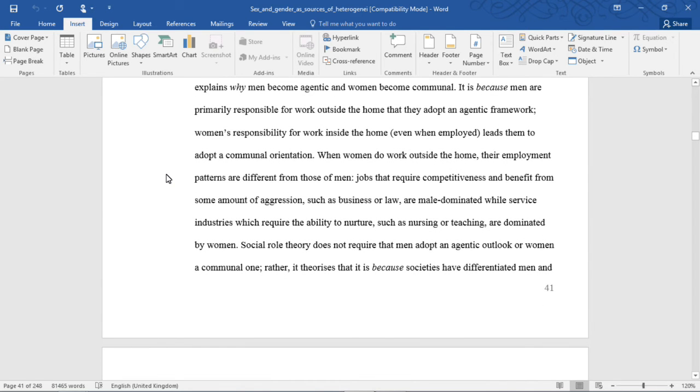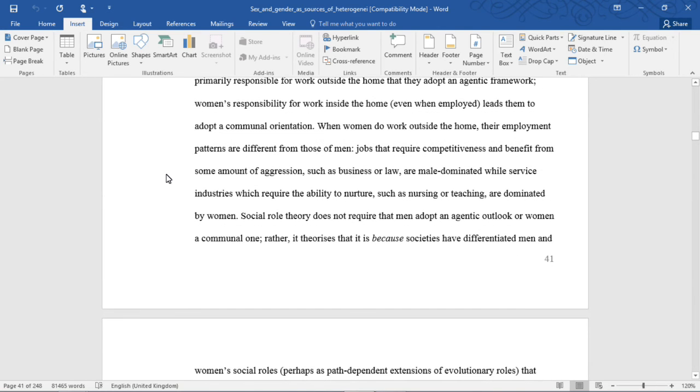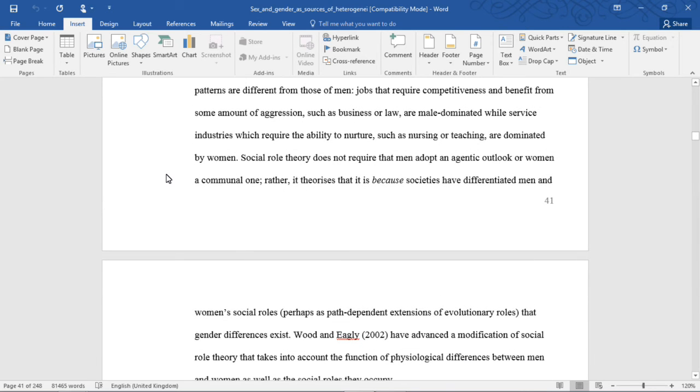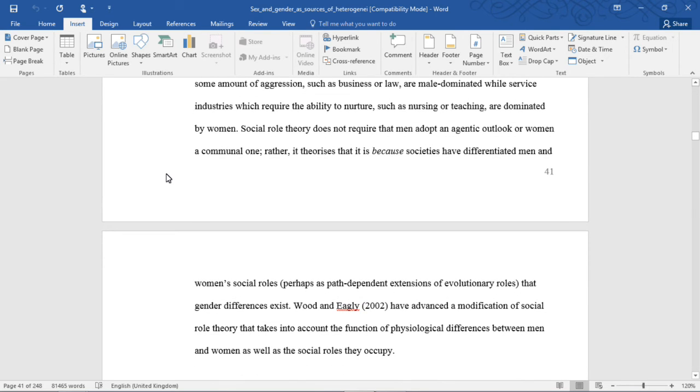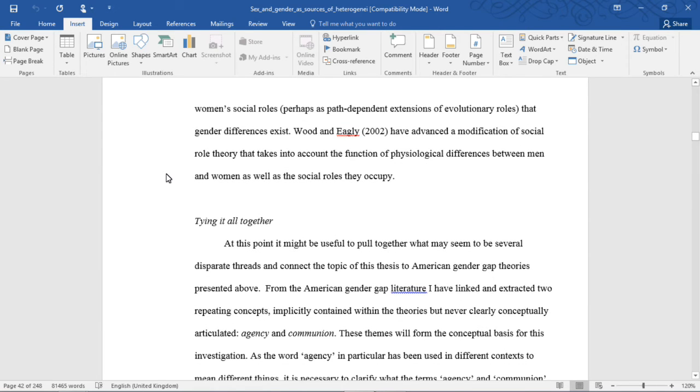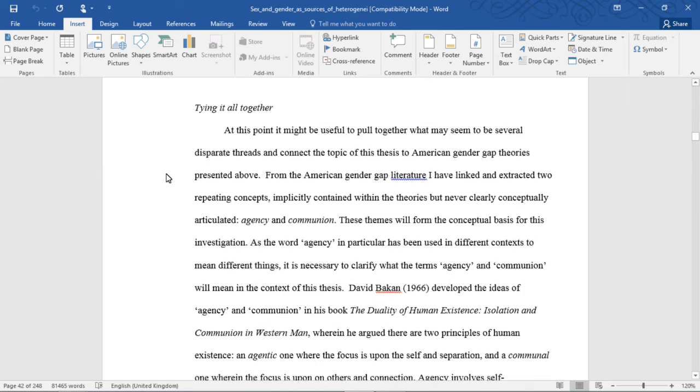When women do work outside the home, their employment patterns are different from those of men. Jobs that require competitiveness and benefit from some amount of aggression, such as business or law, are male-dominated, while service industries, which require the ability to nurture, such as nursing or teaching, are dominated by women. Social role theory does not require that men adopt an agentic outlook, or women a communal one. Rather, it theorizes that it is because societies have differentiated men and women's social roles, perhaps as path-dependent extensions of evolutionary roles, that gender differences exist. Wood and Eagly have advanced a modification of social role theory that takes into account the function of physiological differences between men and women, as well as the social roles they occupy.